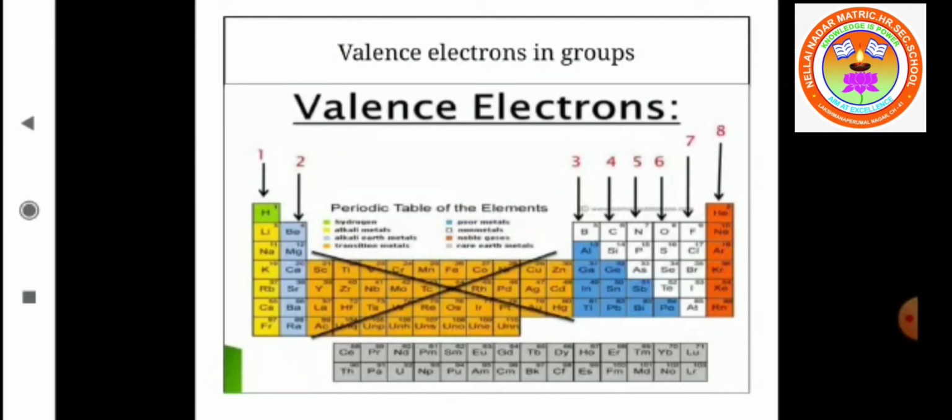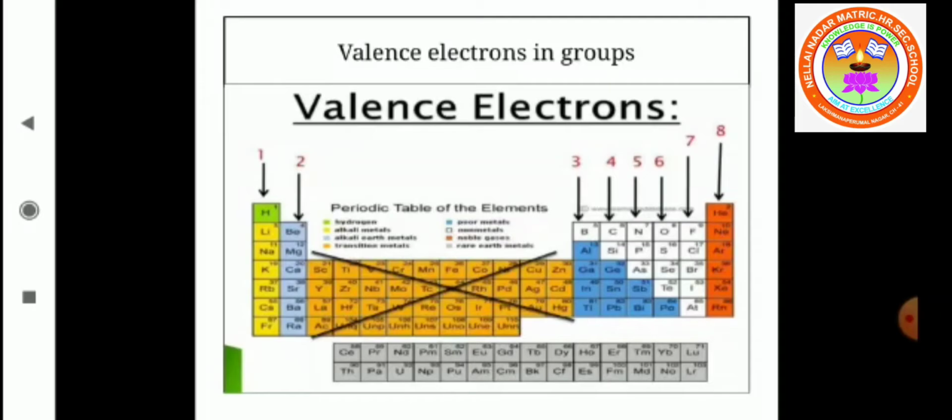Coming to the 13th group, the valency of boron family elements is 3. For carbon family members, the valency is 4. For the 15th group, the valency is 5. For the 16th group, the valency is 6. For the 17th group, the valency is 7. And for the 18th group, the valency is 8. Noble gases have the octet configuration. Attainment of 8 electrons is achieved by noble gases, and therefore they are very stable.